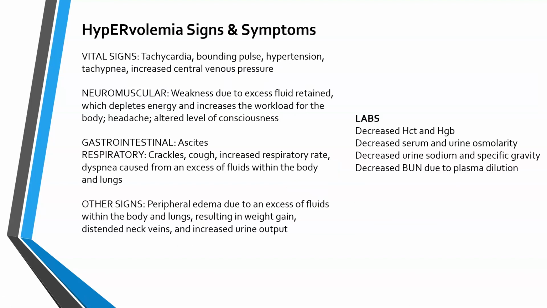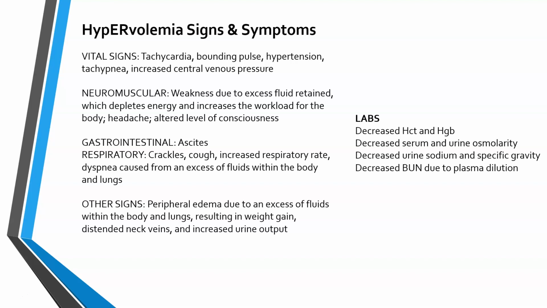Hypervolemia signs and symptoms. So if you look at vital signs, tachycardia, bounding pulse, hypertension, tachypnea, increased central venous pressure. When we talk about neuromuscular, we're going to see weakness due to excess fluid retained, which can deplete the energy in a person and increase the workload of the body. They can have a headache or altered level of consciousness.